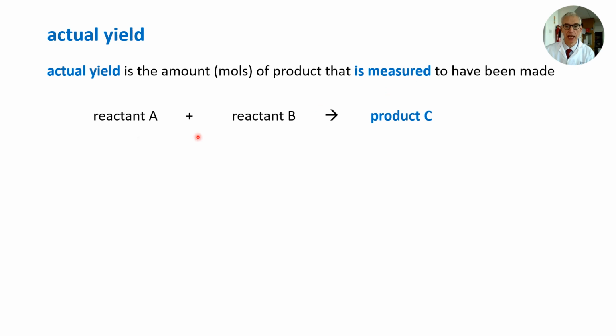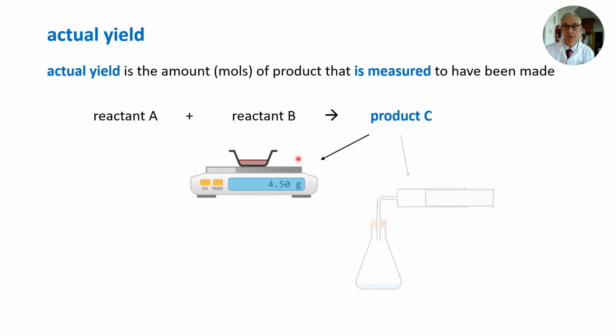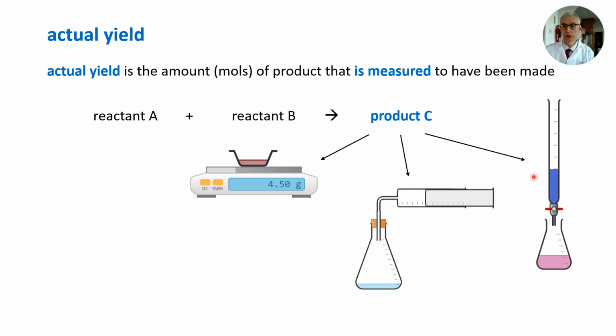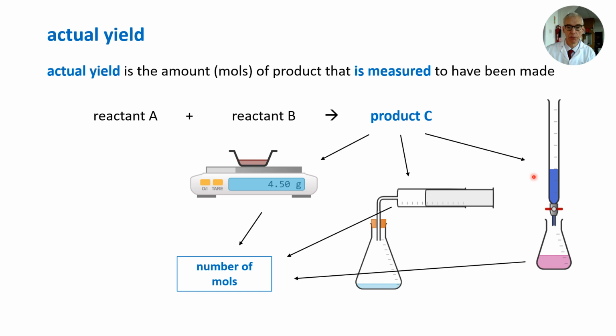So if we have reactant A and B making product C, we need to measure the quantity of product C: the mass, the gas volume, the volume of solution. I strongly recommend that in all cases those physical quantities are converted into a number of moles. So convert the mass of product into a number of moles, the volume of gas product into a number of moles, the concentration and volume of solution into a number of moles.